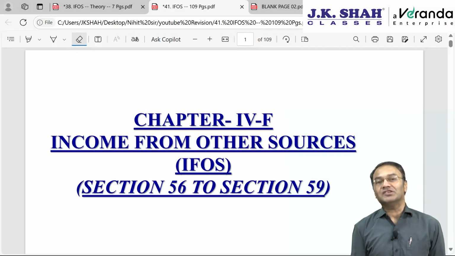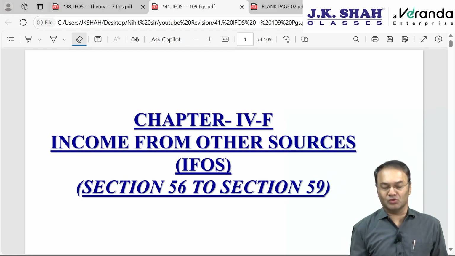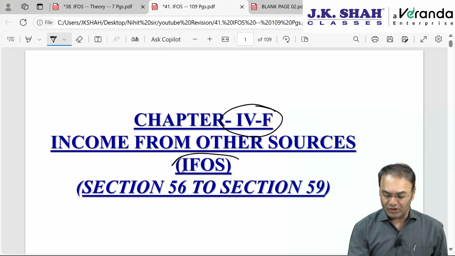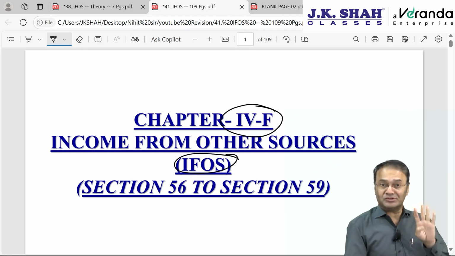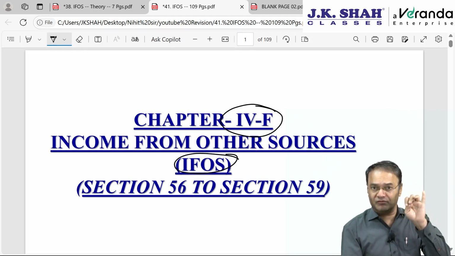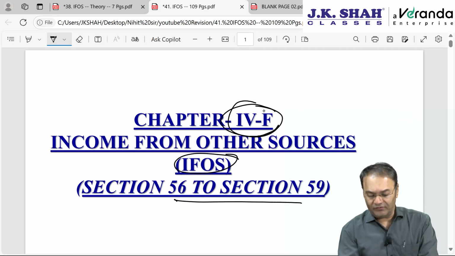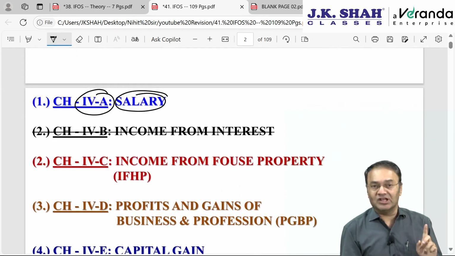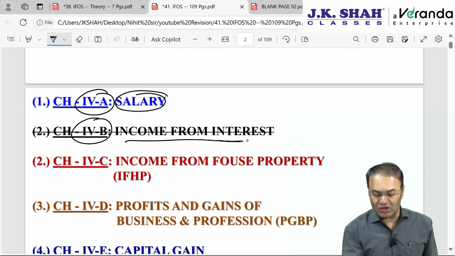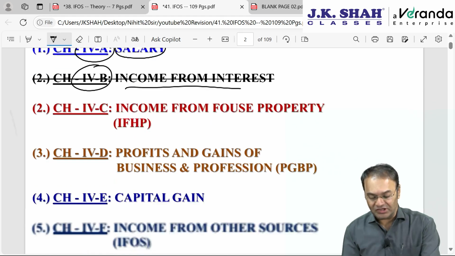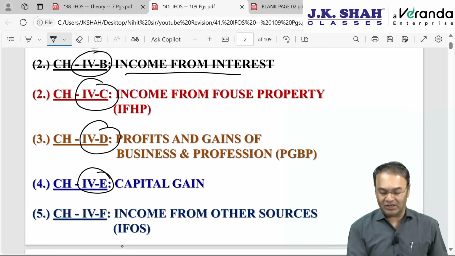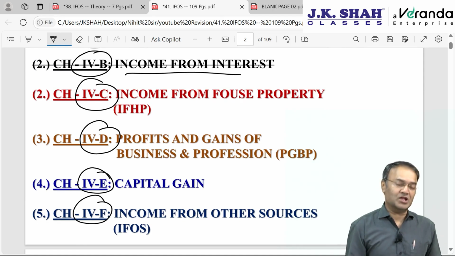Today we will be revising this chapter, Income from Other Sources. It is chapter 4F, Income from Other Sources, IFOS, popularly called the 4 sections: section 56, 57, 58, 59. Now 4F, first of all, if you recollect, chapter 4A is salary, then there was one chapter 4B, income from interest, which was deleted long back in the 1970s. Then chapter 4C, house property, 4D, PGBP, 4E, capital gain, and 4F, income from other sources.